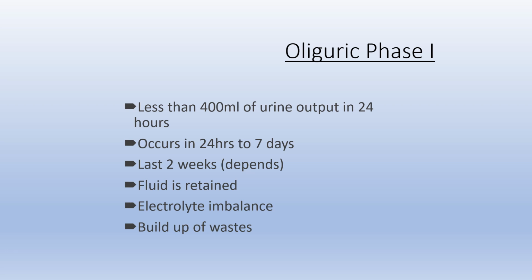There is fluid retention, which is fluid overload, and there is electrolyte imbalance, with potassium increasing. While that happens, sodium is lost in the urine, and that can result in hyponatremia. It also has neurological effects in this phase, ranging from confusion to seizures and ultimately coma. And as it progresses, waste builds up because it is not excreted.